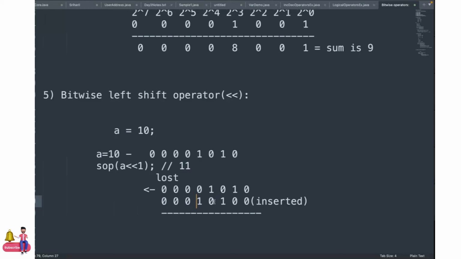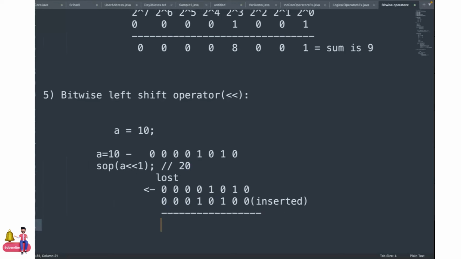One position gone. Okay, so this one came here and this got inserted. Let me count this and let's see. When I shift it towards the left, it should actually become 20, not 11. This value should become 20, not 11. Let's see whether it is able to give us 20 or not.